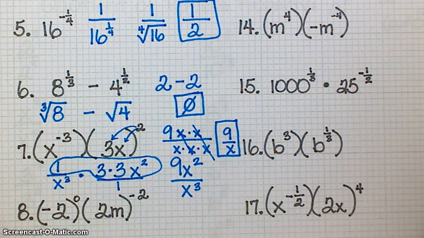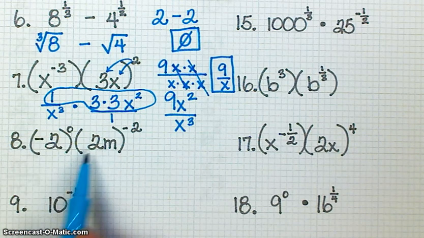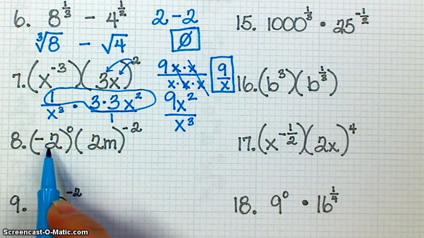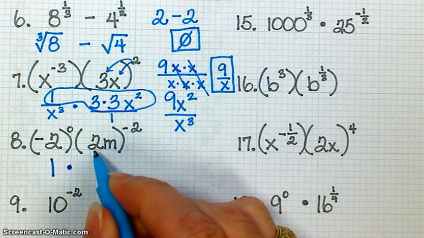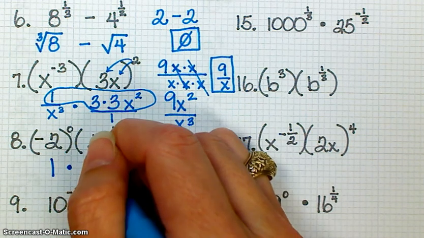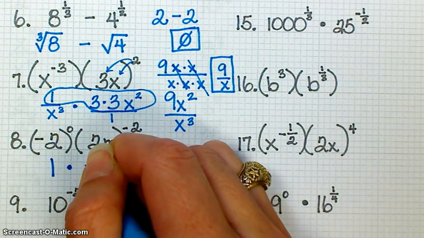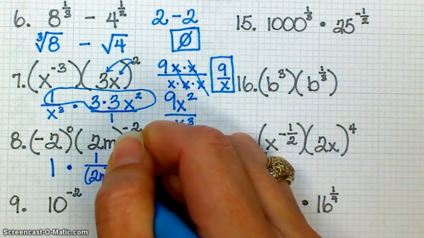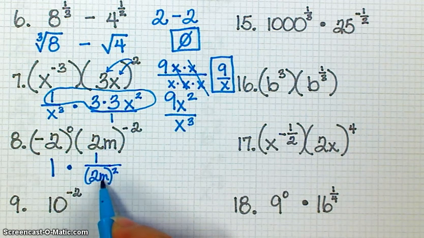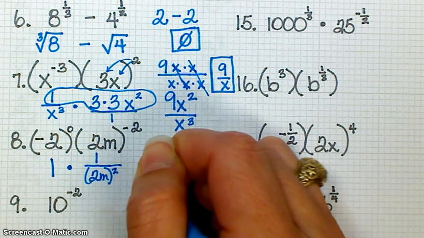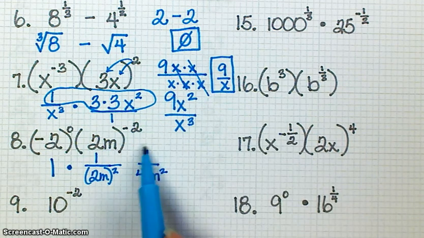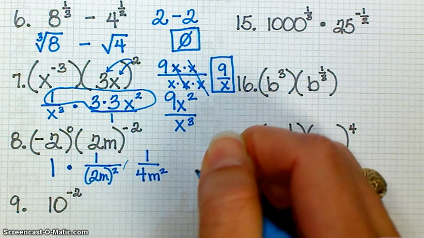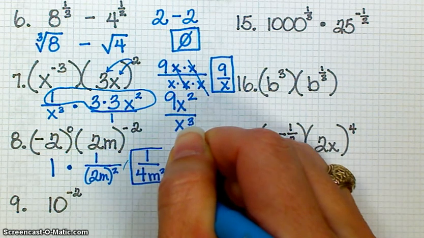All right, let me move this up for just a second. Okay. You're multiplying these two things together. Negative 2 to the 0 power. Remember, the negative is in there with the 2. So it's negative 2 to the 0 power, which is 1. And then 2m to the negative 2 power. So that's going to be the same as 1 over 2m to the second. This is all inside the parentheses, so the exponent of 2 applies to both the 2 and the m, so this becomes 1 over 2 times 2 is 4, m times m is m squared. So all of this multiplied by 1 is just 1 over 4m squared.